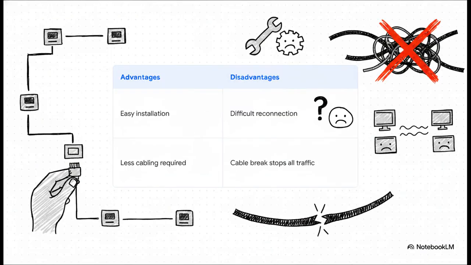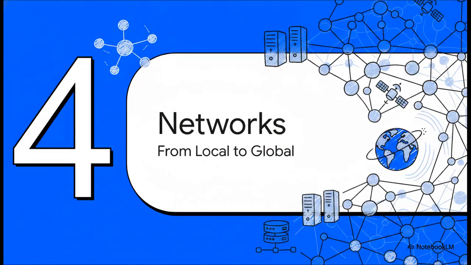The big appeal here is that it's simple and cheap. It's really easy to install, but trying to find a problem on one of these, oh, it's a total headache. And even worse, if that main backbone cable breaks anywhere, the whole network can get sliced in half. Everyone's offline.